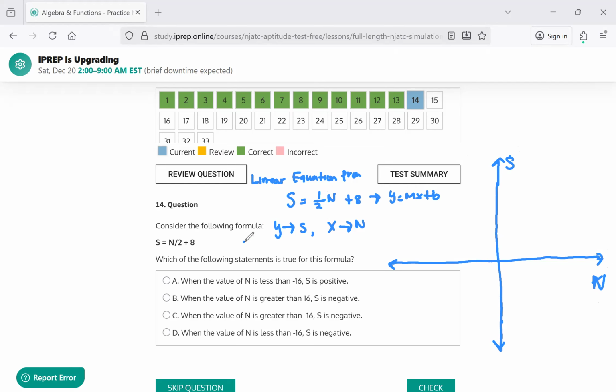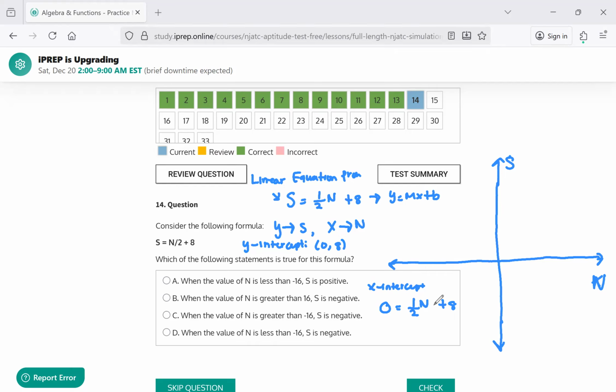We already know our y-intercept. Our y-intercept is your b value, which is 8, so it's the point (0, 8). What about my x-intercept? How do you find the x-intercept for any graph? You simply set y, or in our case s, to 0 and solve for n. So 0 equals 1/2 n plus 8.